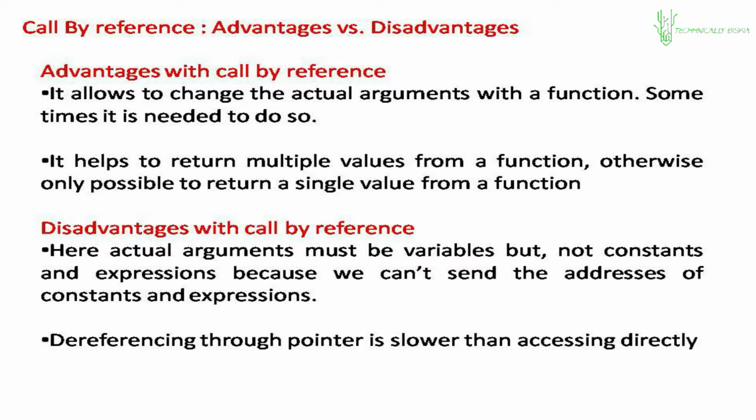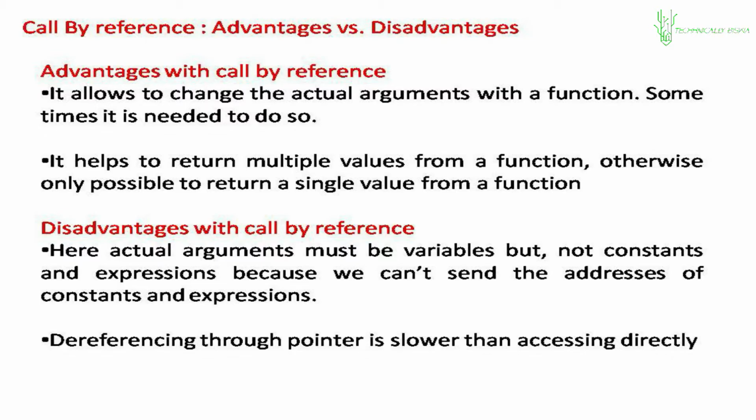But what is the disadvantage? The actual arguments which you are passing cannot be constants and expressions. That is a big problem. You cannot have constants and expressions as actual arguments when you pass them. But in call by value, that was very much possible. I can send expressions as arguments, I can send constants as arguments. Because the address is not there, that's what is written over there.